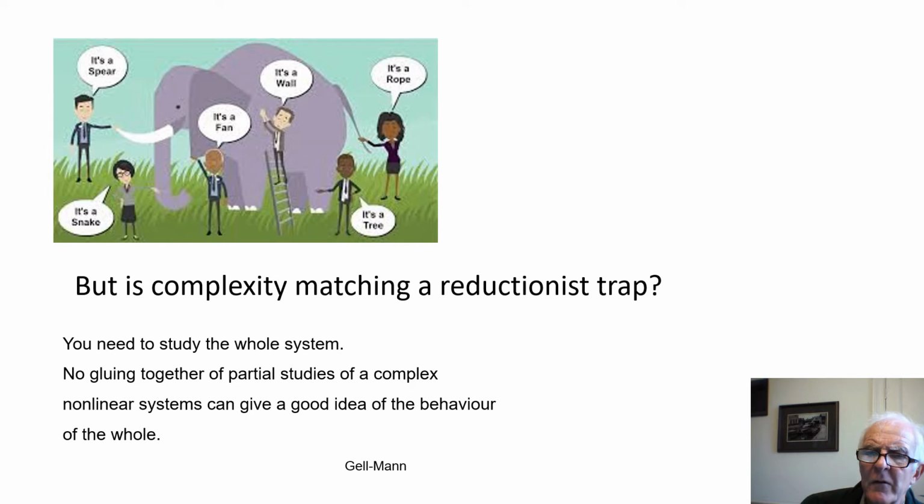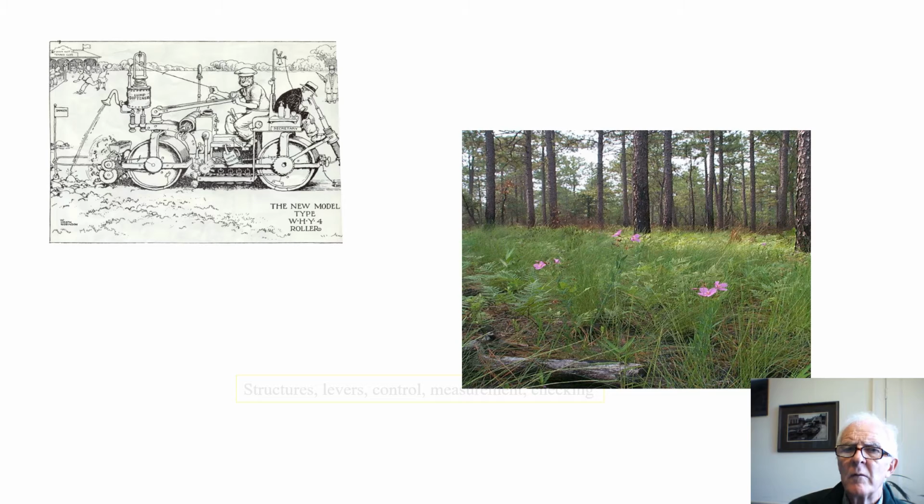And there's also a danger of gluing together partial studies of complex systems. I've alluded to previously that boundaries are very problematic, and it has been suggested you need to study the whole system rather than the individual bits to get some sort of idea of what's going on. So our model, or our metaphor, in fact, shifts from the linear modern science approach of a machine to an ecosystem of co-evolving elements.